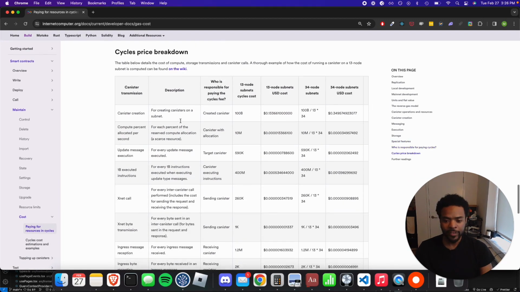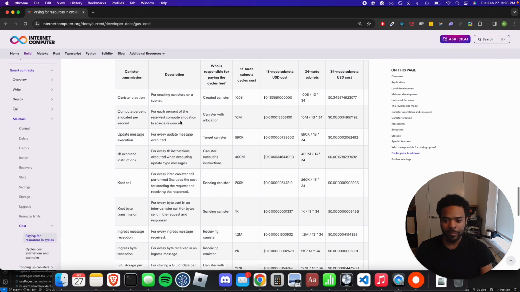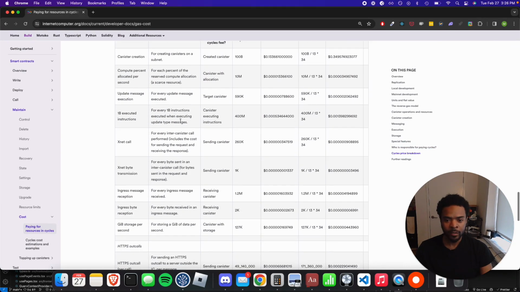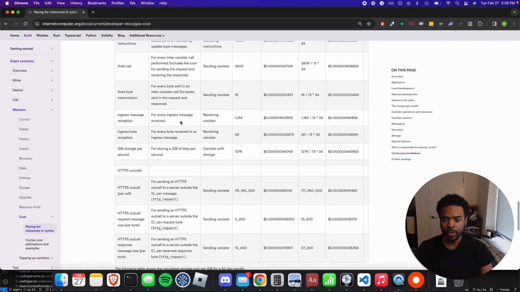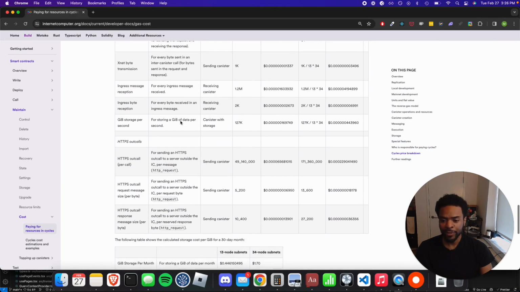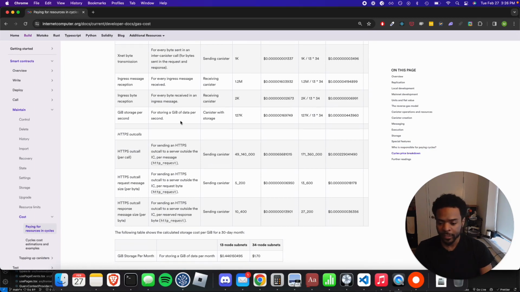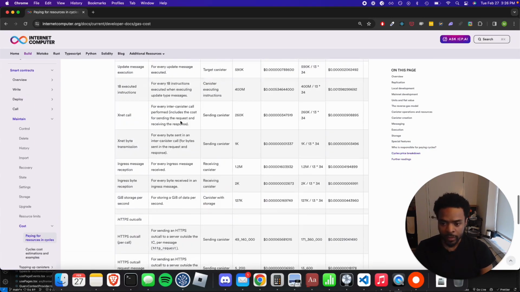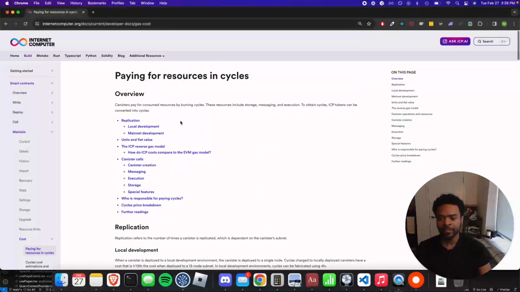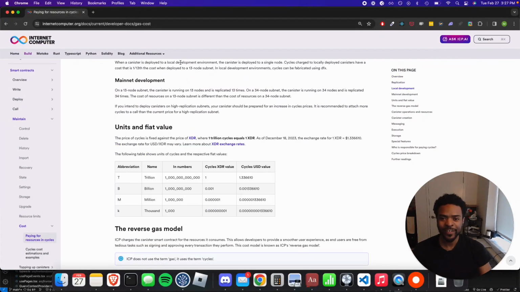So yeah, everything is here. They have this awesome breakdown of all the fees per operation, for the different things that you need to do with your canister, and a ton of information for you to discover. So yeah, that's it for now.